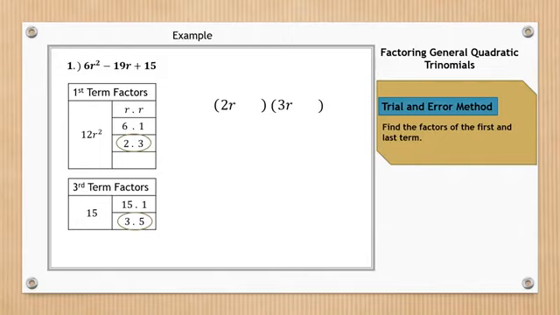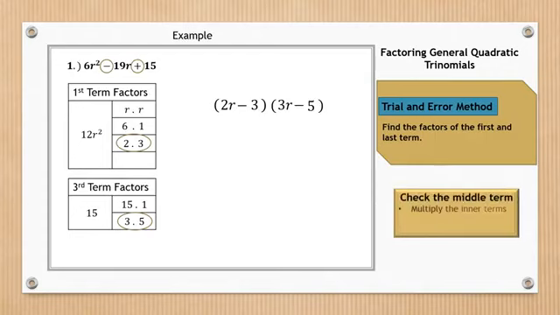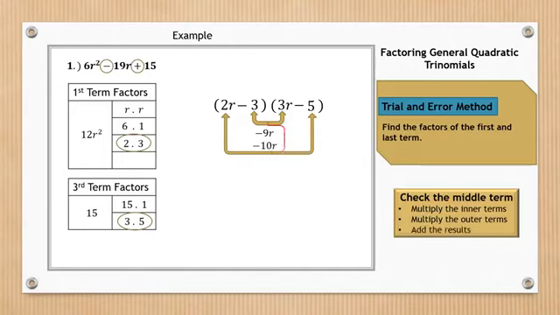Let me check first, because it's trial and error, right? So, 3 and 5. Again, the sign, positive and negative. So automatically, those are all negative. So, check the middle term. Multiply the inner terms. That is negative 9r. Multiply the outer terms. 2r times negative 5, that is negative 10r. Then you add the results.